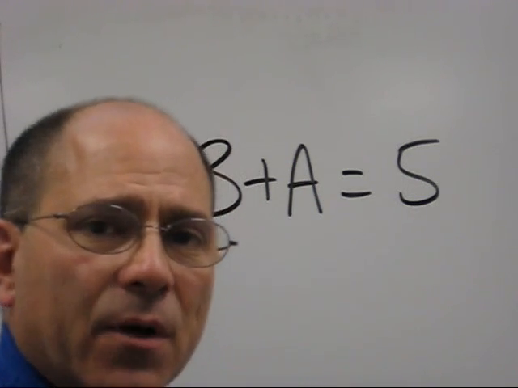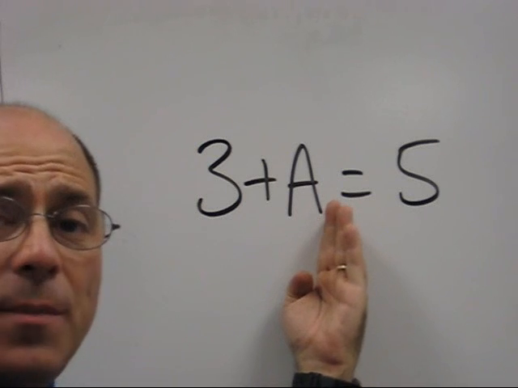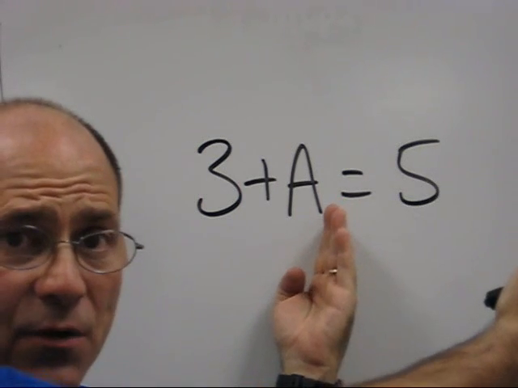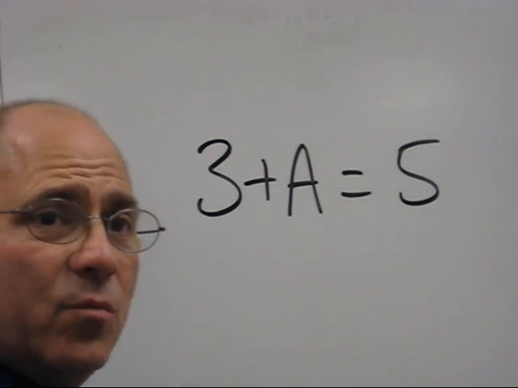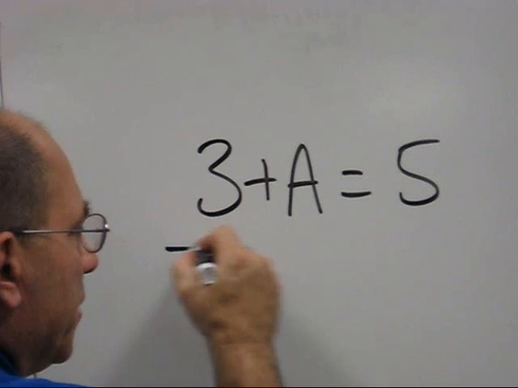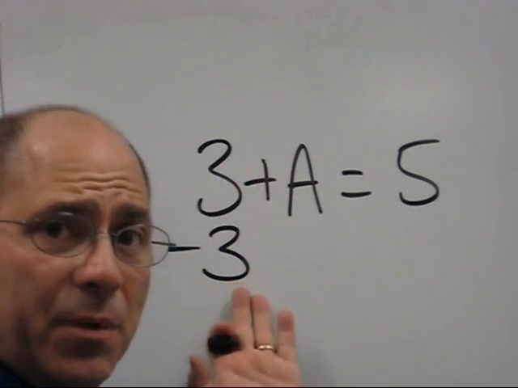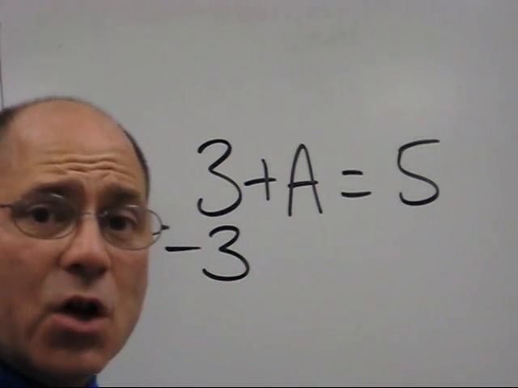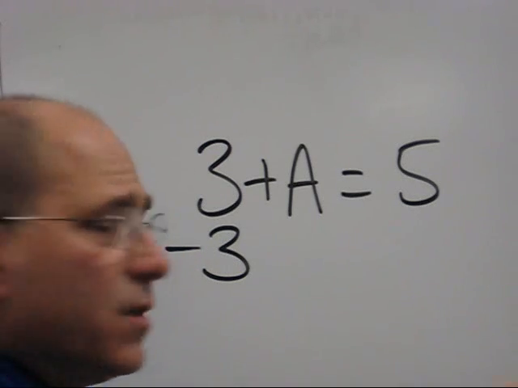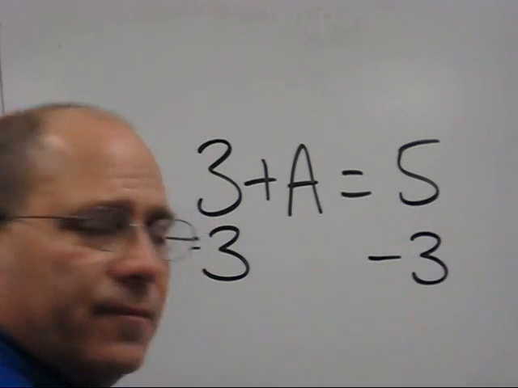Let me give you an example. If we want to get a to be all by itself on this side of the equal sign and the answer to be on the other side, then we have to get rid of this 3. We have to cancel this 3. So we'll put a negative 3 with it. 3 plus negative 3 equals 0. It's gone. What we do on one side of the equal sign, we have to do on the other side. So we bring the negative 3 over here.